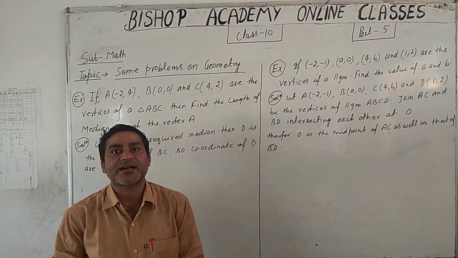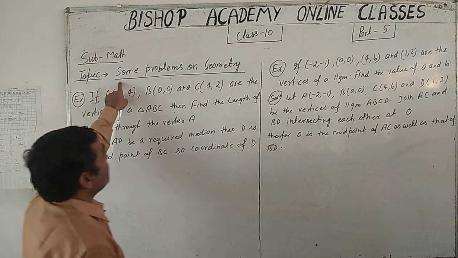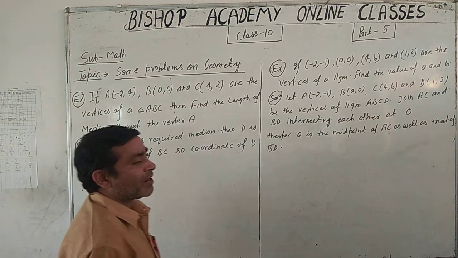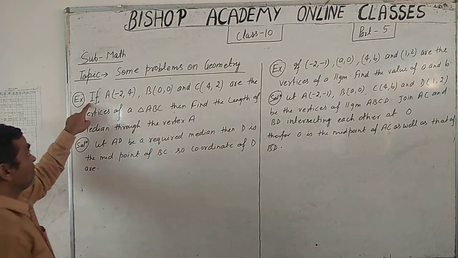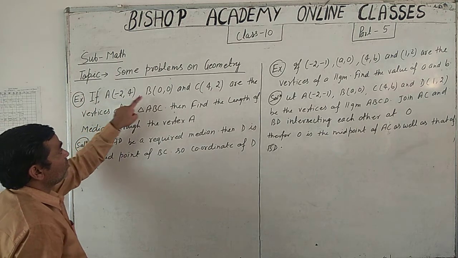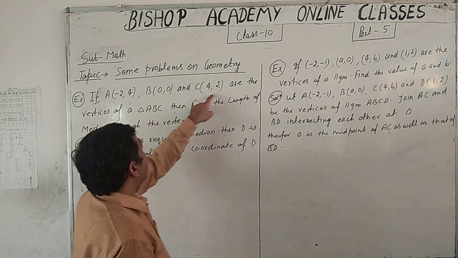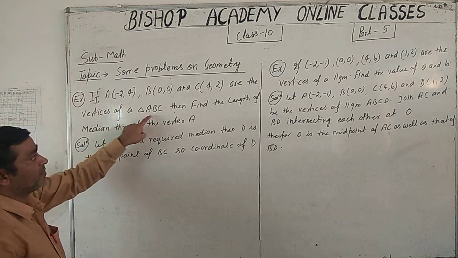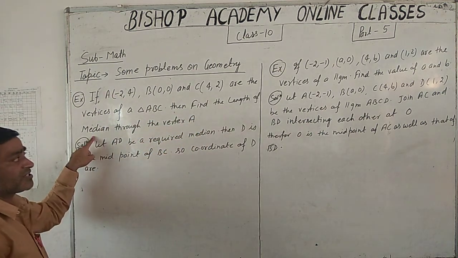Online class in class 10, subject mathematics, topic sum problems on geometry, part 5. Question number 1. If the coordinates of A (-2, 4), B (0, 0) and C (4, 2) are the vertices of a triangle ABC, then find the length of the median through the vertex A.